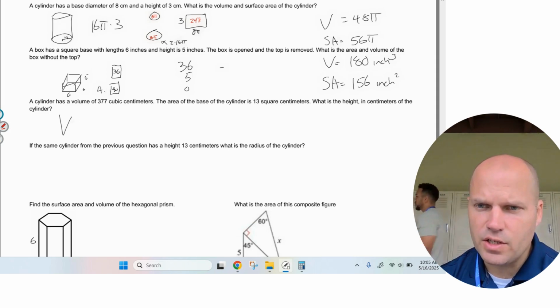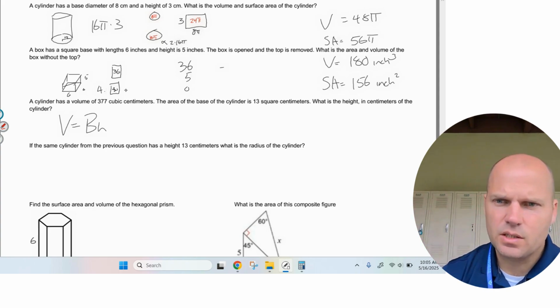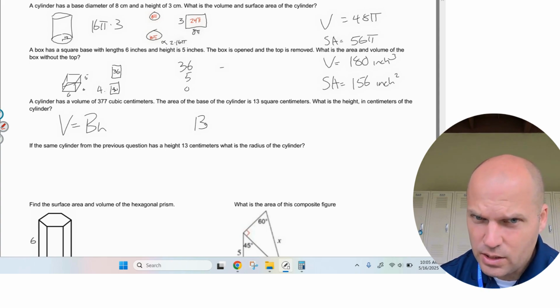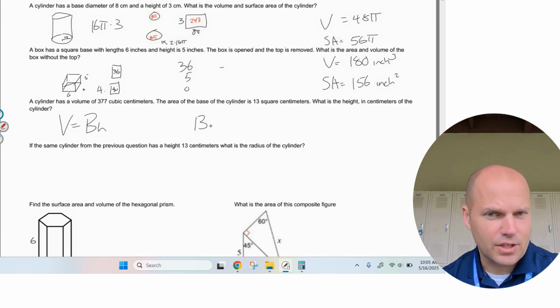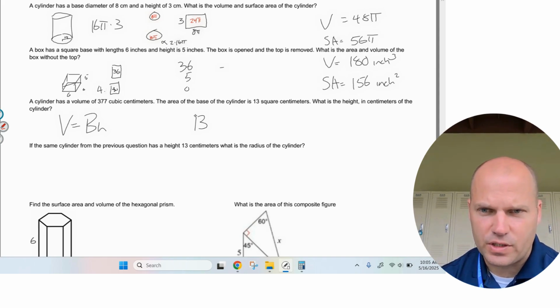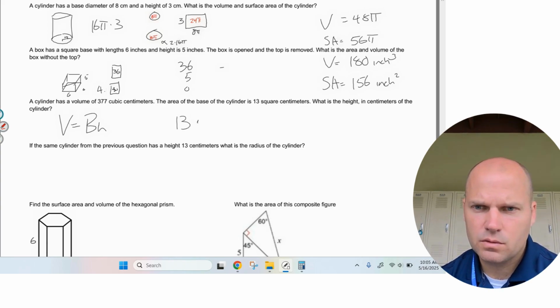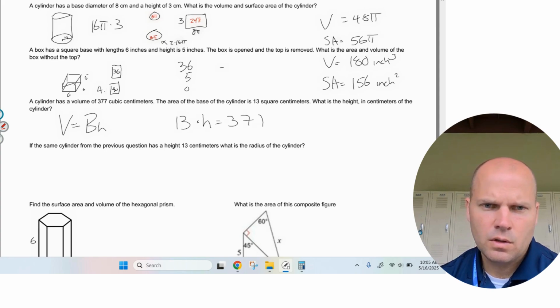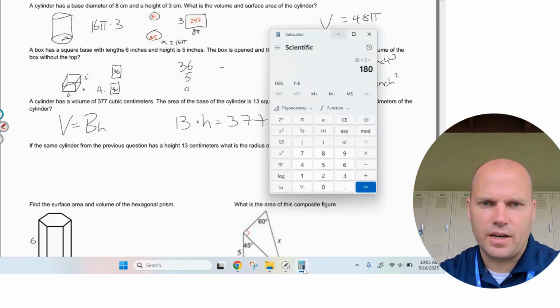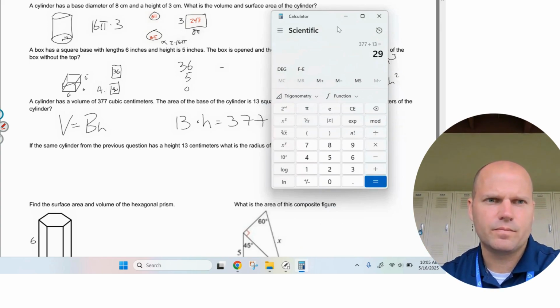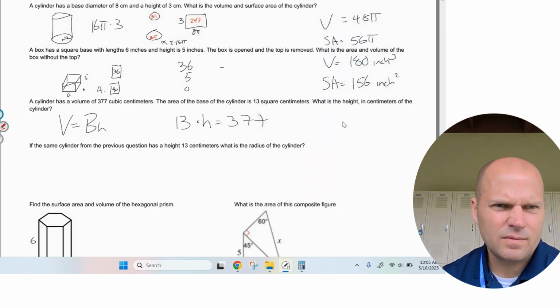So they're giving us the area of the base. If the area of the base is 13, you don't have to worry about any pi. They're giving you the area of the base. So we just have 13 times h is 377. You just got to divide. It's funny how sometimes you've got to read the question carefully. Don't assume it's going to be tough. It's 29.